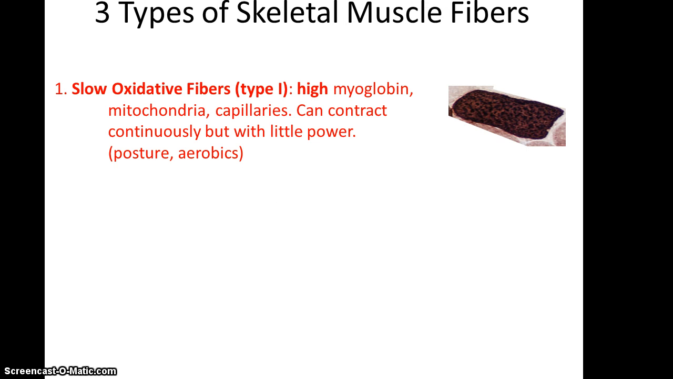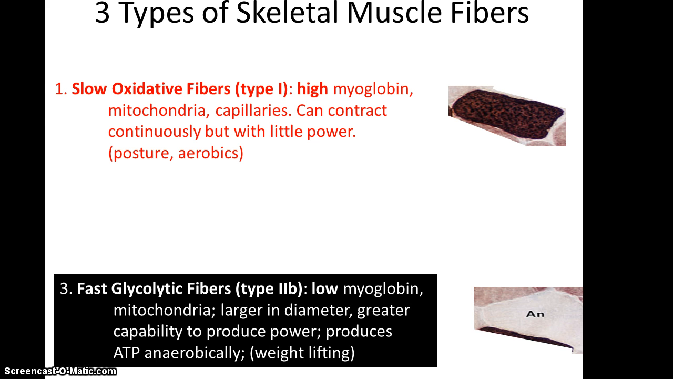There are also three types of skeletal muscle fibers. The first type is what's called slow oxidative fibers, or type 1 fibers. They are red in color because these cells are high in myoglobin. They have a lot of ATP, and they also get a lot of capillaries flowing to them. And they can contract continuously because they have all these energy resources, but they generate very little power. These are often used in activities such as maintaining your posture and aerobics.